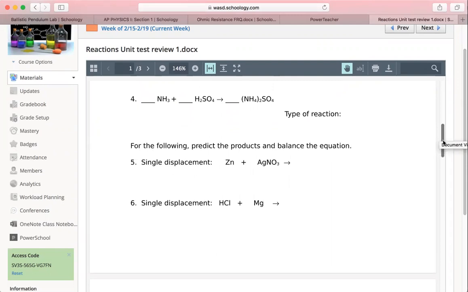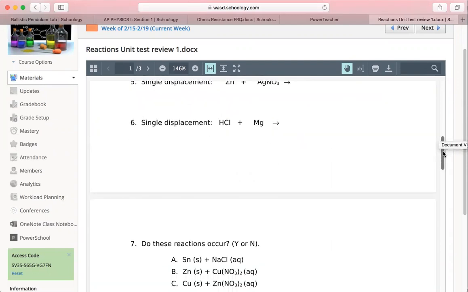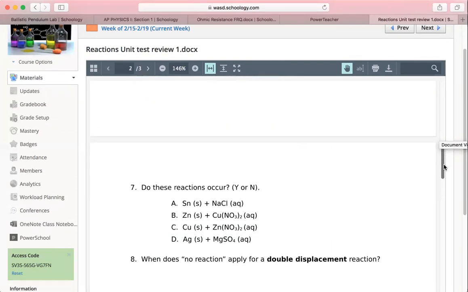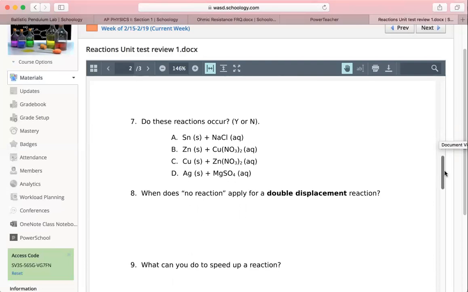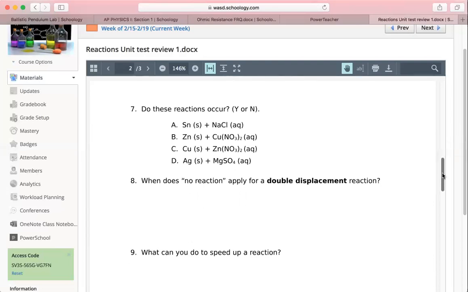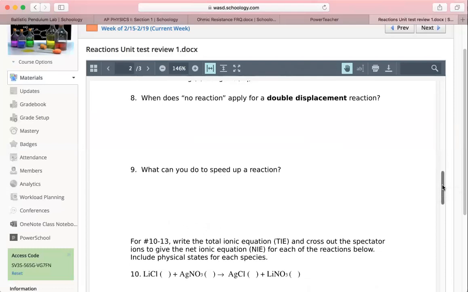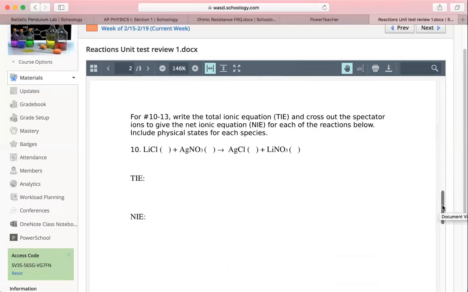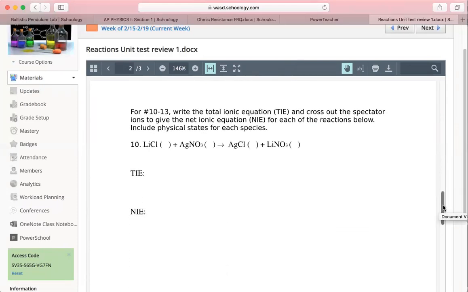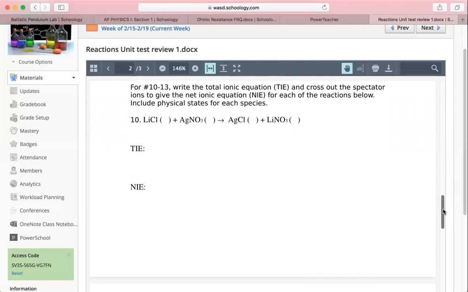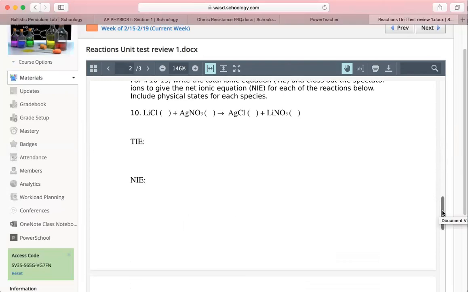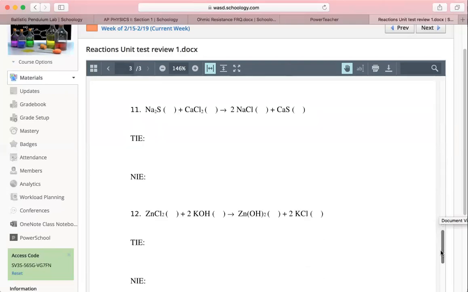Then there's predicting whether or not the products of a single replacement reaction take place, and predicting whether or not a double replacement reaction takes place. Do these reactions occur? That's based upon the activity series. When in a double displacement reaction, or double replacement reaction, is there no reaction? What kind of things can you do to speed up reactions? Then there are some double replacement reactions where you include the states, balance the equation, and write the total and net ionic equation. There's a few of those.